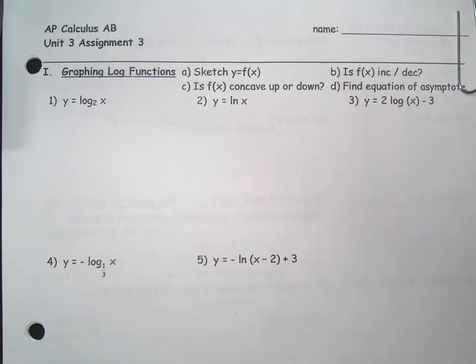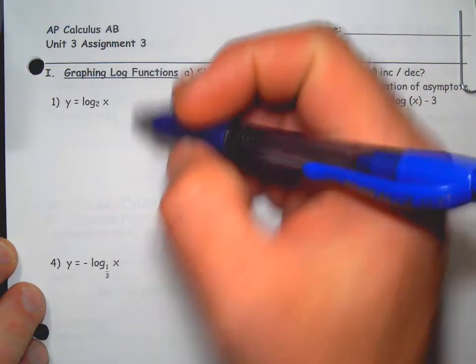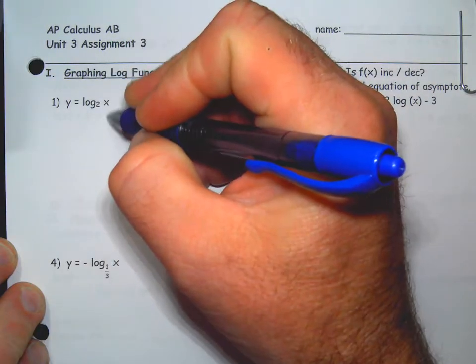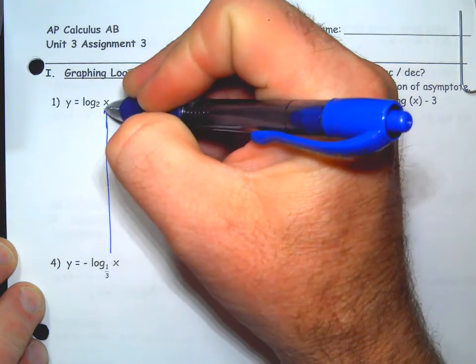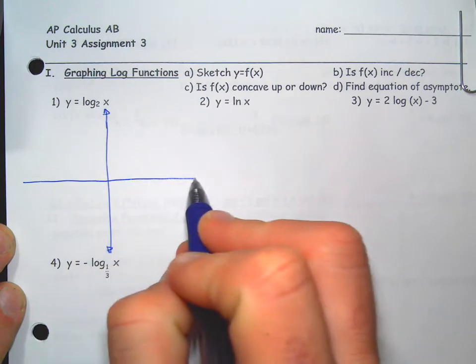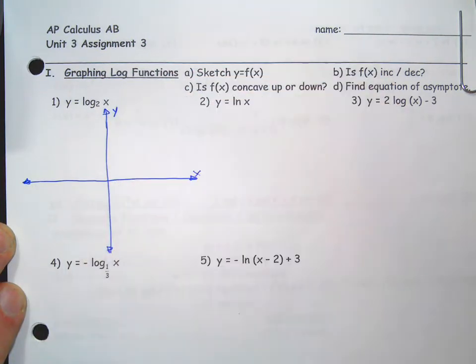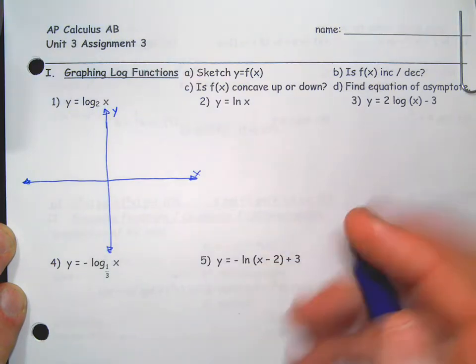Okay, Unit 3, Assignment 3. Should have checked your answers. So here we got some graphs. Now the big thing I showed you guys in the lesson is that it's kind of hard to remember what exactly these look like, especially if it's been a while. So you kind of want to come up with a good strategy that'll work long term.